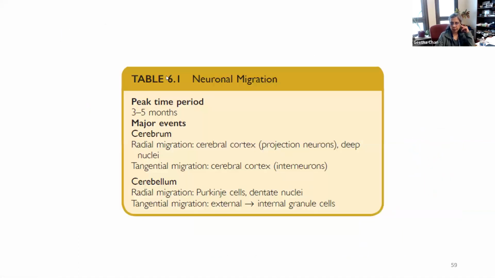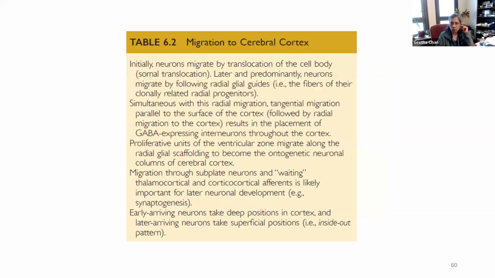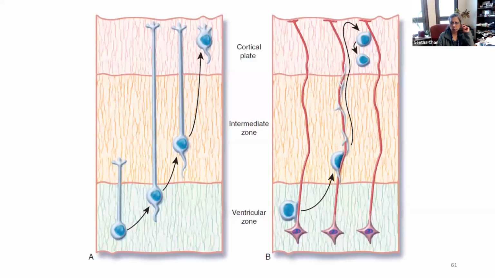The peak time of neuronal migration goes along with the proliferation, so it's around 3 to 5 months. The major events that occur in the cerebrum and the cerebellum are a radial migration of these various neurons all the way up to the cortex, as well as a tangential migration, which forms the interneurons. In the cerebellum, radial migration forms the Purkinje cells and the dentate nuclei, and the tangential migration causes the internal granule cells to form. This is too wordy, so I'm going to show you an image here.